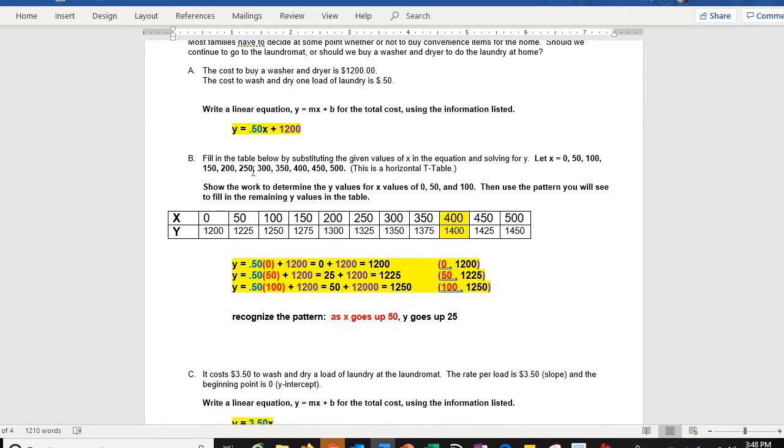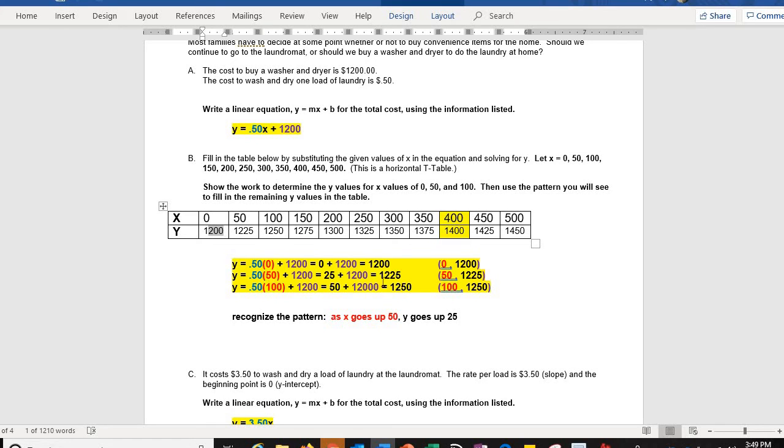2B, now I'm telling you that you're going to use 0, 50, and 100 to start. And then once you do that, you're going to look to see if there's a pattern, and there will be. So I just plugged in 0, 50, and 100 into my equation. 0.50 times 0 is 0, plus 1,200 is 1,200. There's my first ordered pair, 0, 1,200. I put 1,200 right into the table.